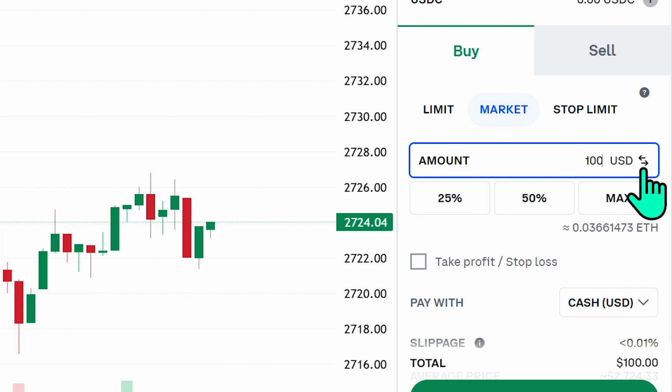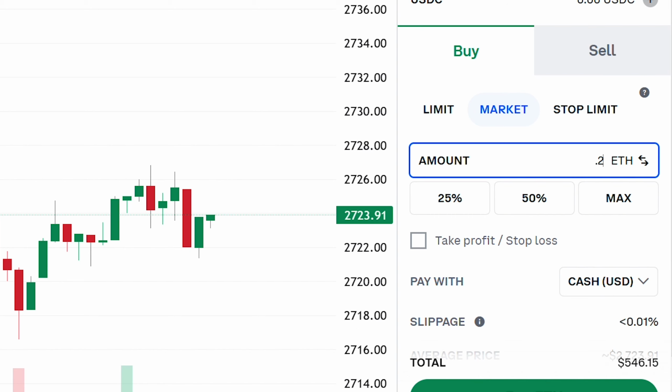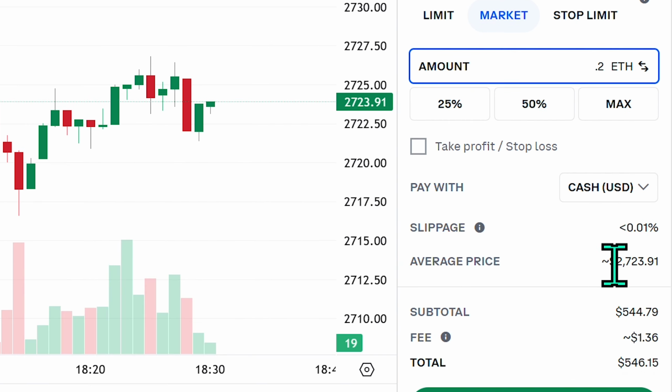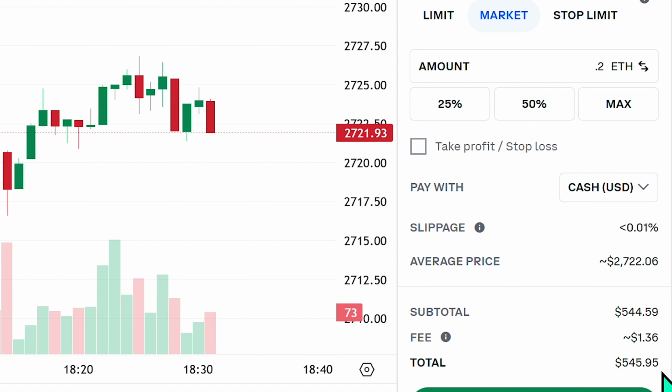Now, the other way to do it is we can actually reverse it and put in the amount of ETH we wish to buy. So for instance, if I want to buy 1/5 of an Ethereum, I could put in 0.2, and it's going to calculate approximately based on the average price currently what the fee is going to be. And we see that it's going to charge me $544.71 for 1/5 of an Ethereum. And we see here that there's a fee of $1.36. So it'll show us the total here, and it actually goes ahead and adjusts this in real time, which is really impressive. It's a very powerful platform here.